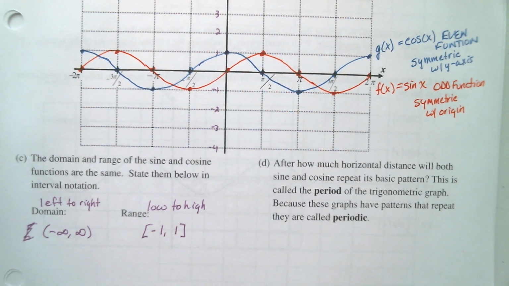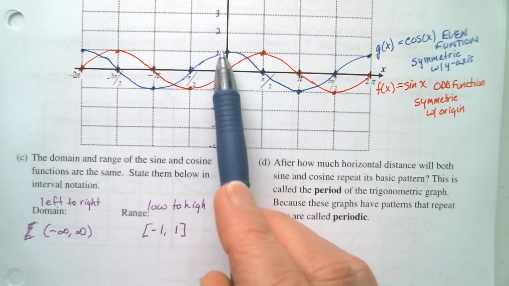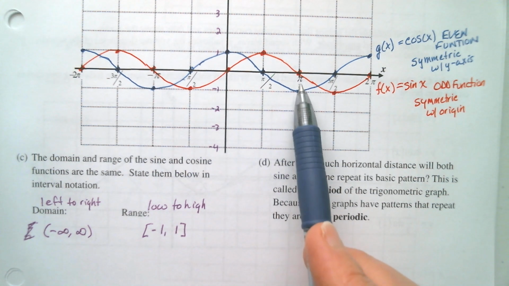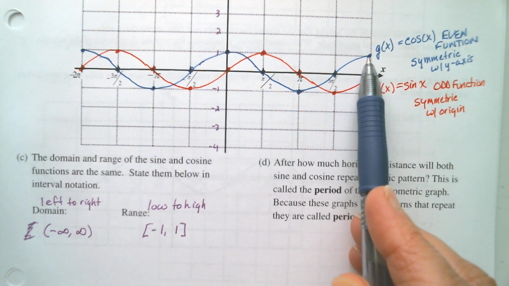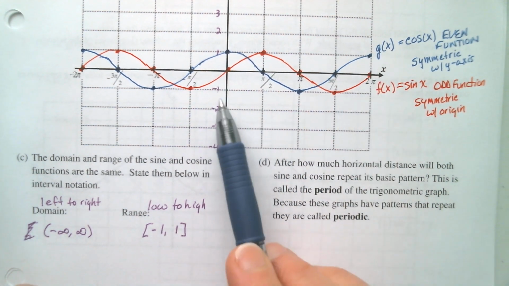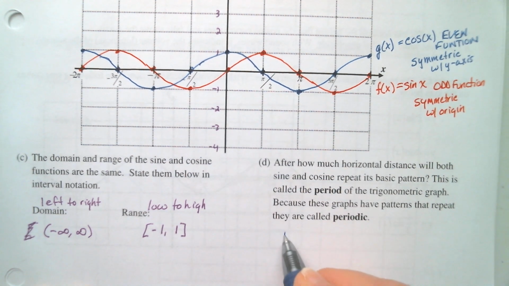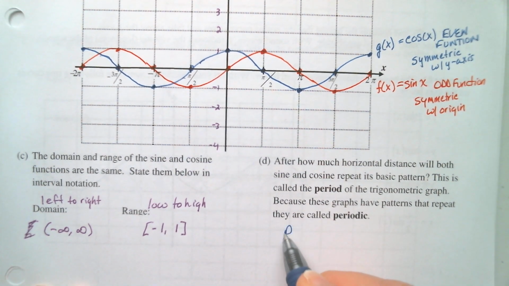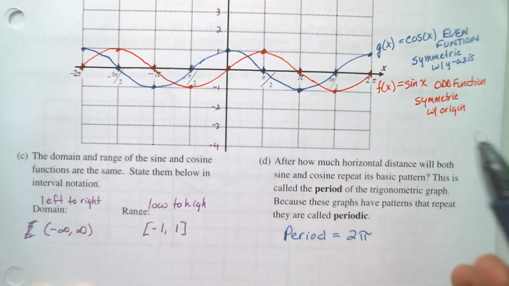After how much horizontal distance will both sine and cosine repeat its basic pattern? Okay, well the pattern here for cosine, right? It started at 0, 1, went down to the x-axis, then down to -1, then came back up to the x-axis, and then back to where it started at the height of 1. All right, so this is considered one complete cosine cycle, and its horizontal distance is 2 pi. And this is called the period. So the period is equal to 2 pi. And that's the same for sine also.